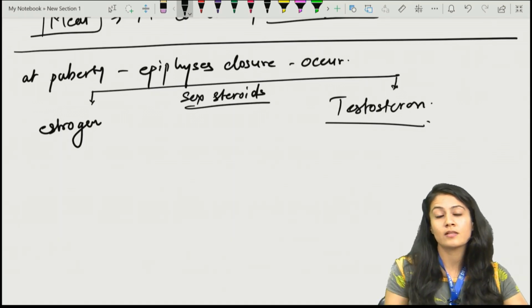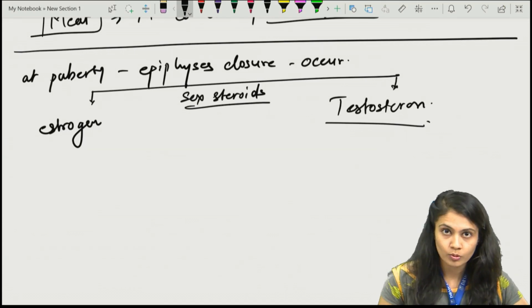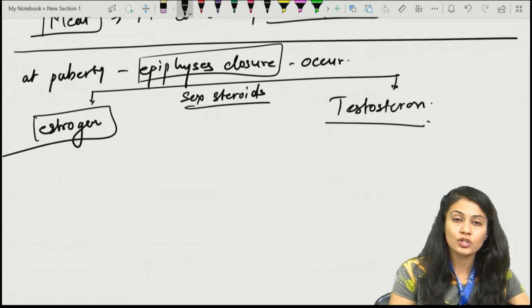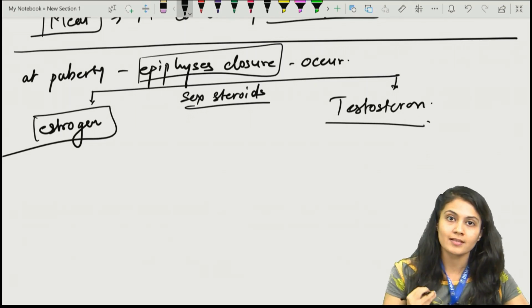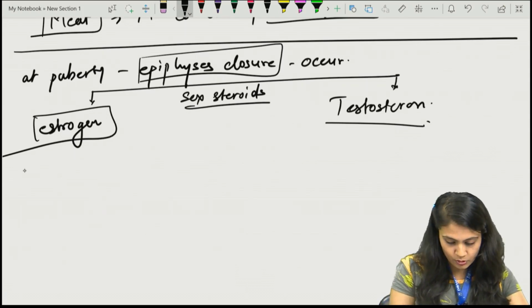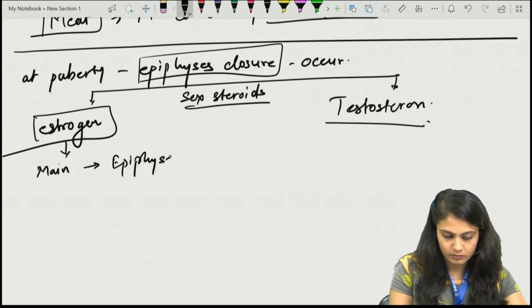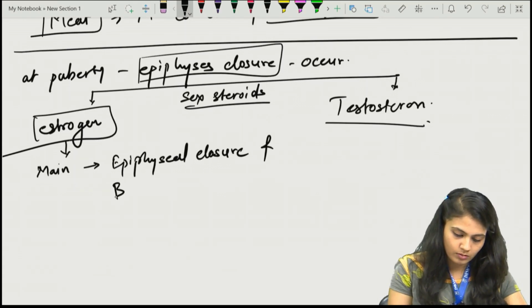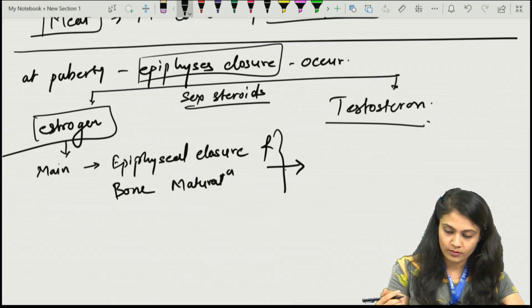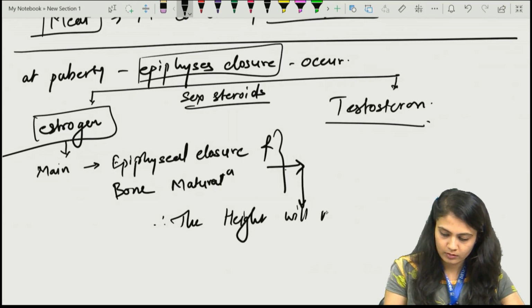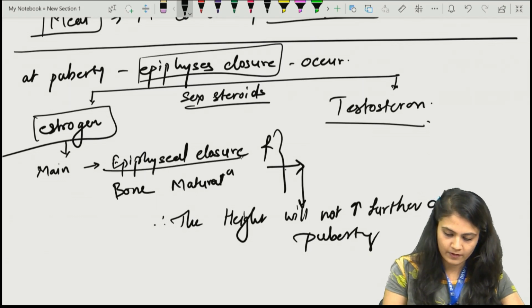As the maturation of gonads takes place in puberty, these hormones start getting released more and more. They will cause the epiphyseal closure, but mainly it is because of the estrogen. Why? It has a significant effect on the osteoclast as well as osteoblast. So estrogen is the main factor to cause the epiphyseal closure and bone maturation, and that's why the height will not increase further after puberty, because they cause the epiphyseal closure.